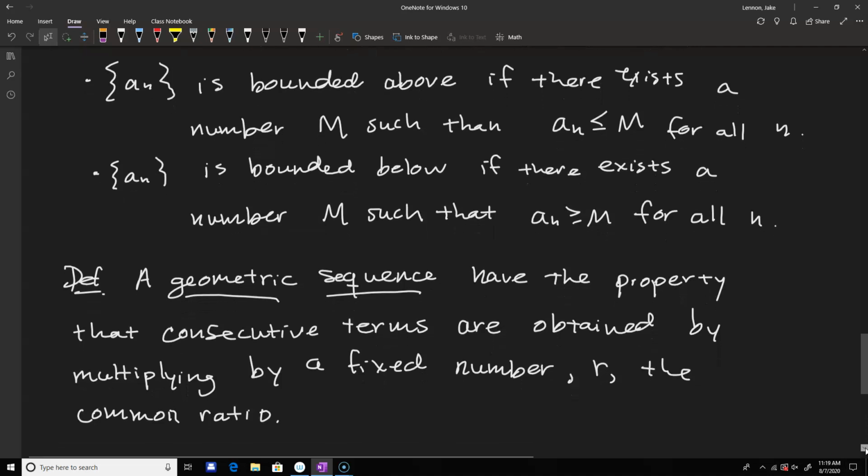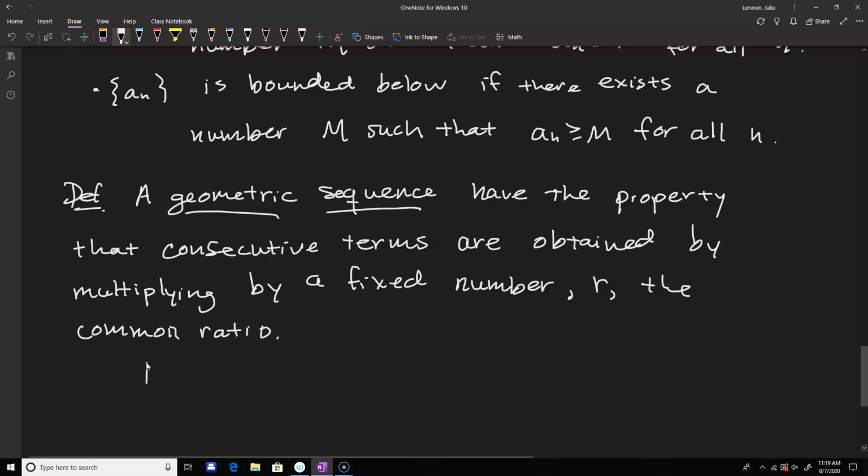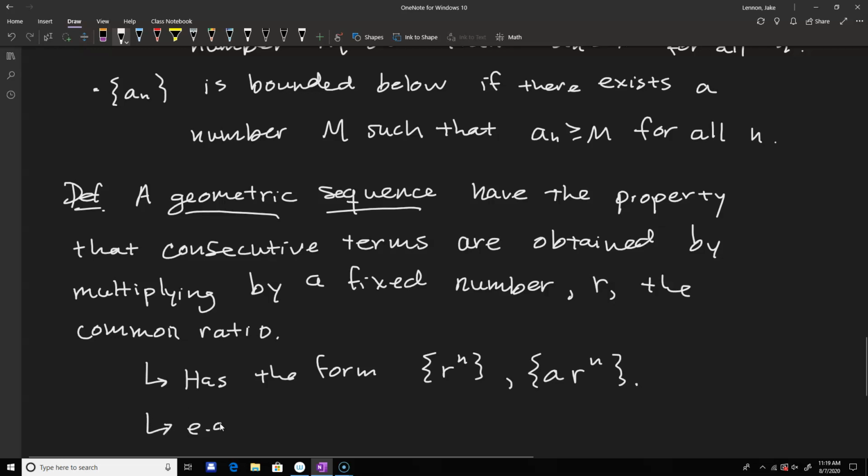So a geometric series, or sequence rather, excuse me, will have the form either r to the n, or it might start with some initial value a being multiplied by r to the n. Just as an example, you might have 2 to the n, n equals 1 to infinity. This would be a divergent sequence that goes 2, 4, 8, 16, just doubles every time. Another one, maybe we could have something like 7 times 1/3 to the n. This is a sequence that's going to 0, but would start with 7/3, then 7/9, and so on. So those would both be geometric sequences.